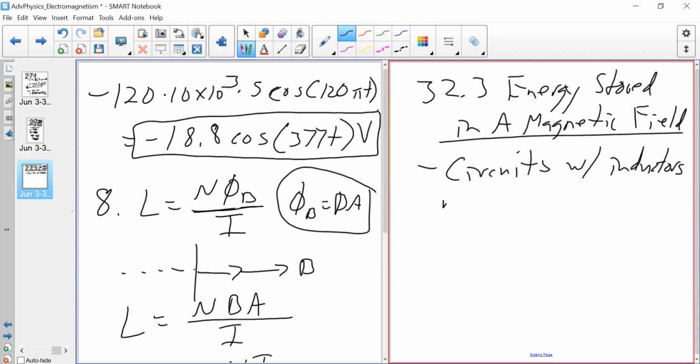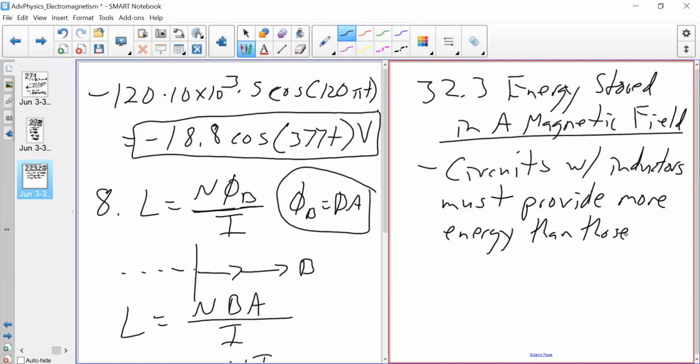Circuits with inductors must provide more energy than those without. Because when you have an inductor in there, it's going to be resisting the flow of your current. It's going to be creating this back EMF. The current is going to reach a maximum value, provided the resistance is very small or whatever the resistance is. It's going to take some time, as we saw yesterday, for that current to reach its asymptotic value.